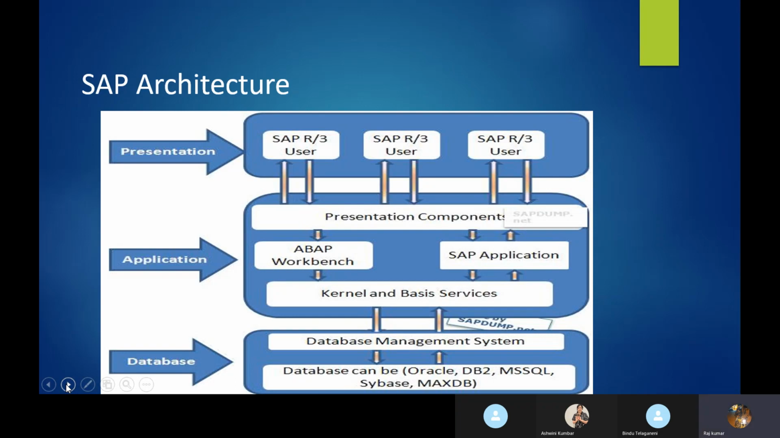Now, what are those three layers? Those three layers are presentation layer, application layer, and database layer. Or it may be database layer, application layer, and presentation layer. Am I clear? Database layer, application layer, and presentation layer.